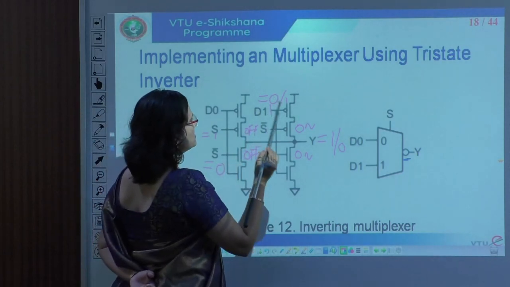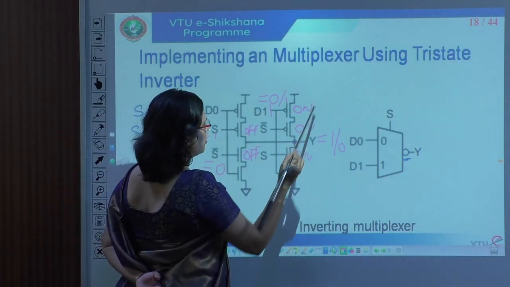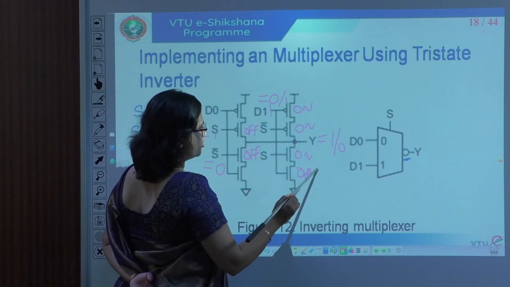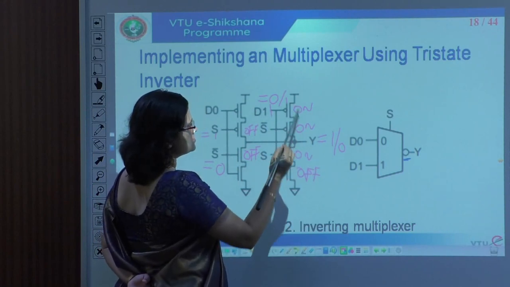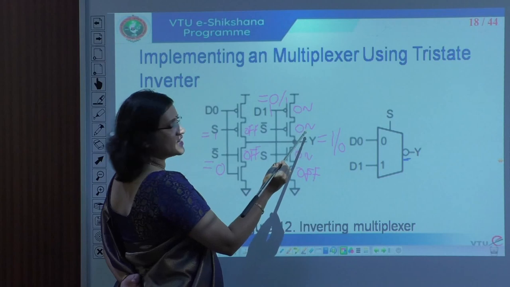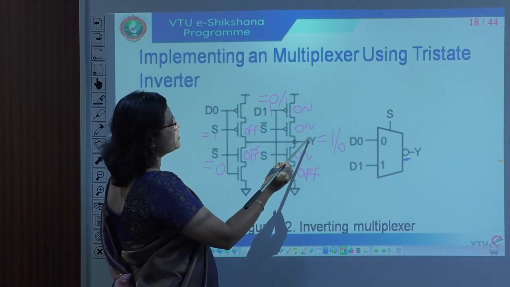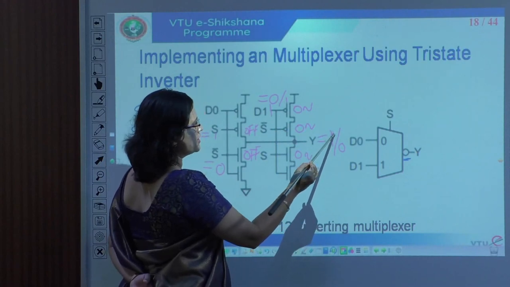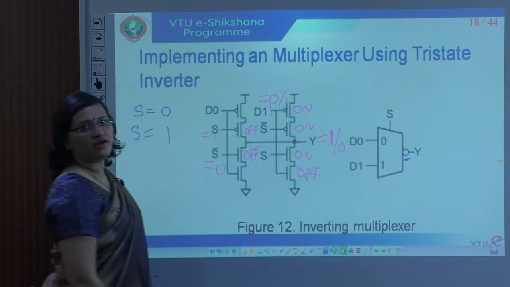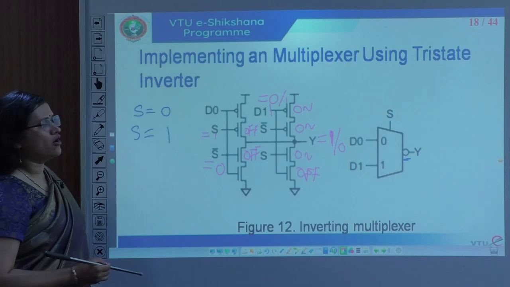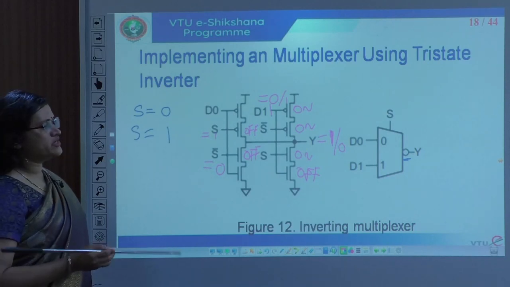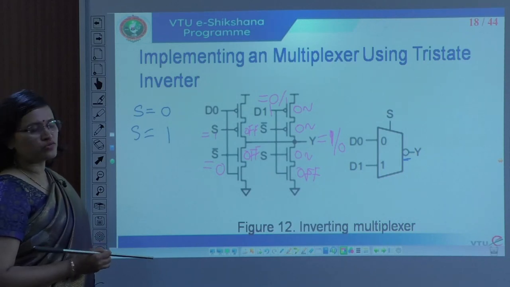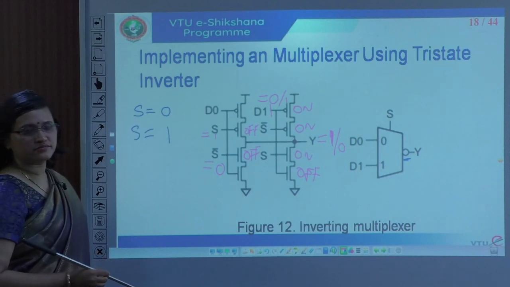So when D1 is 0, this transistor is on and this transistor is off. Since both the transistors are on, it is constructed in series, so your output Y is pulled up to the supply voltage. That's why you get 1 over here. Okay, so this is the logic symbol of the 2:1 multiplexer using tri-state inverter.